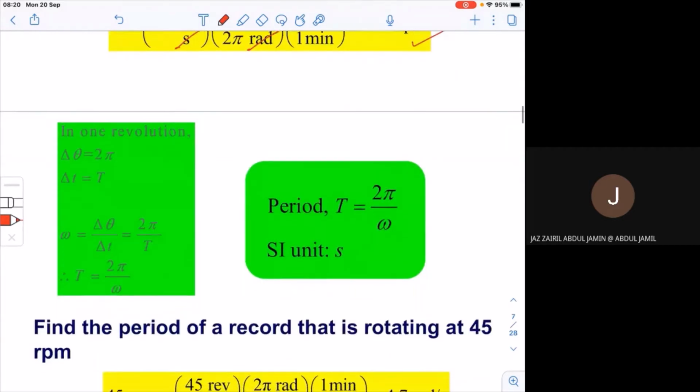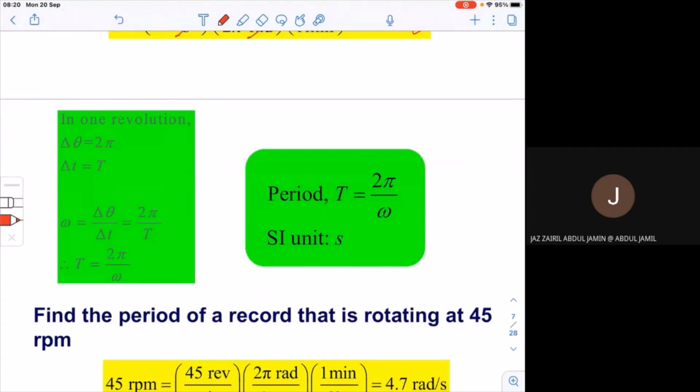All right, with that case, we are now going to define one revolution. Delta theta is equivalent to 2 pi. In one revolution, delta theta is defined as 2 pi. If it's half the rotation, then delta theta is just pi. One complete revolution is considered to be one period. This is what we call period.